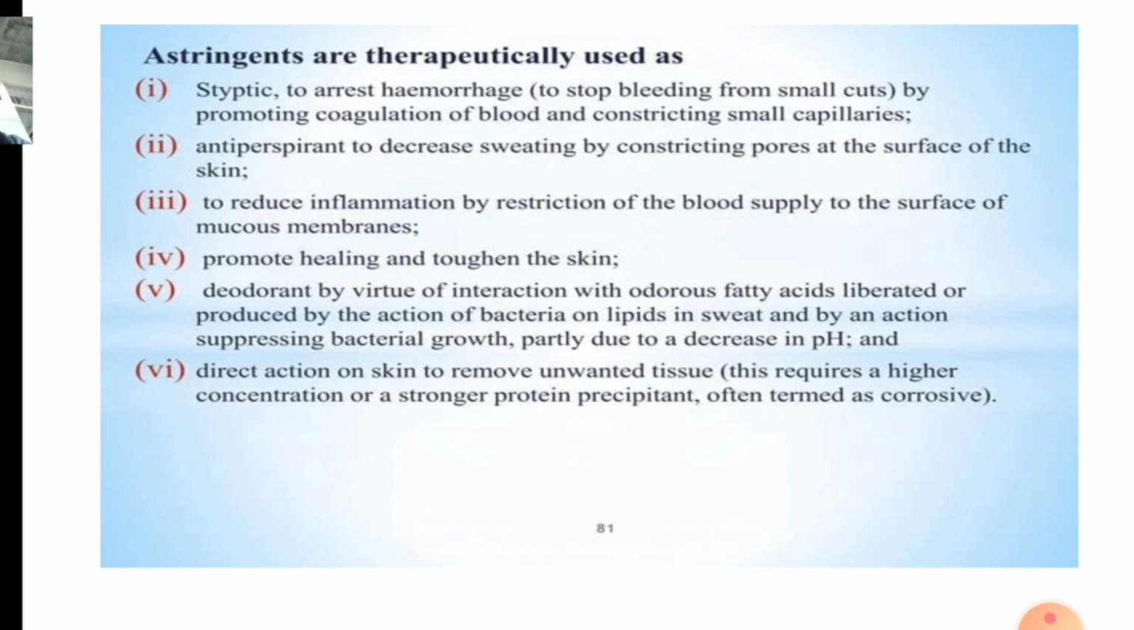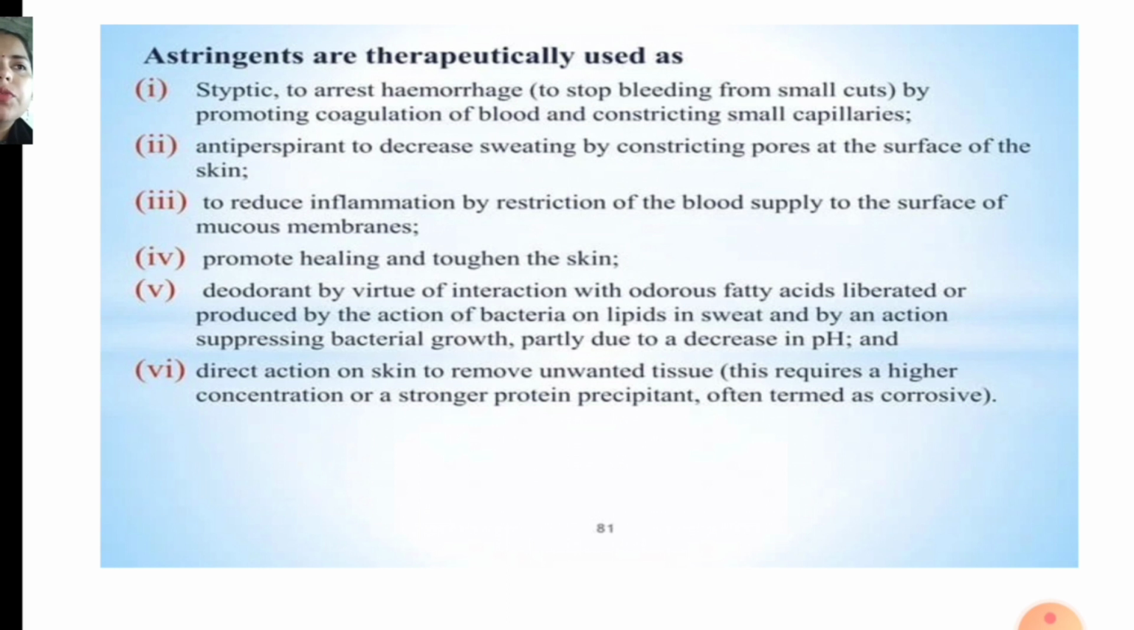Astringents are therapeutically used as styptics to arrest hemorrhage and to stop bleeding from small cuts by promoting the coagulation of blood and constricting small capillaries. Antiperspirants decrease sweating by constricting the pores at the surface of the skin, and reduce inflammation by restriction of the blood supply to the surface of mucous membrane, and promote healing and toughen the skin.